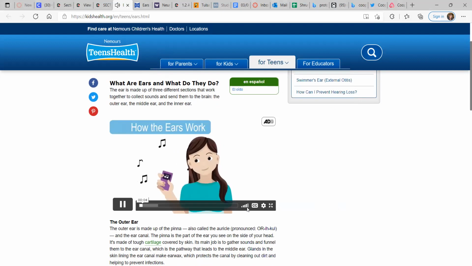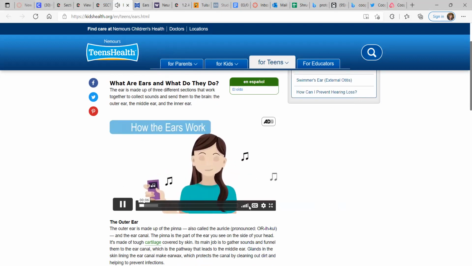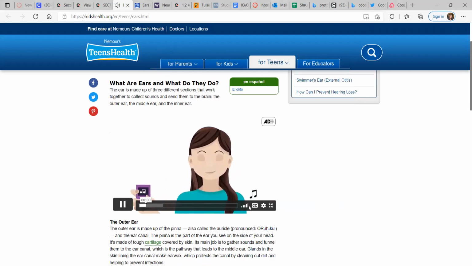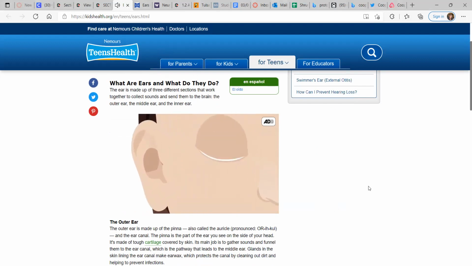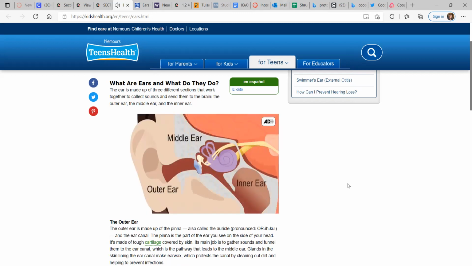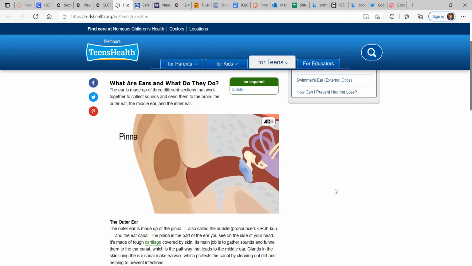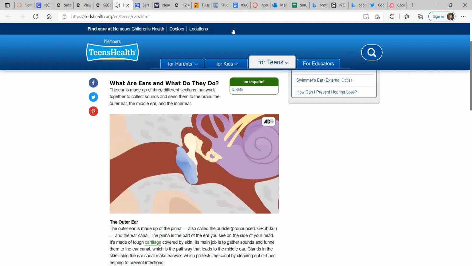The ears collect sounds and turn them into messages for the brain to interpret. They also send information about balance to the brain. Three sections of the ear work together to make this happen. They are the outer ear, the middle ear, and the inner ear. The outer ear is made up of the pinna and the ear canal. These parts gather sounds from the environment and funnel them into the middle ear. The middle ear takes these sounds and turns them into vibrations.